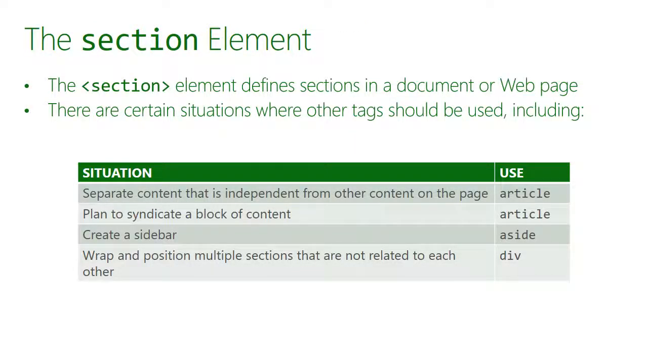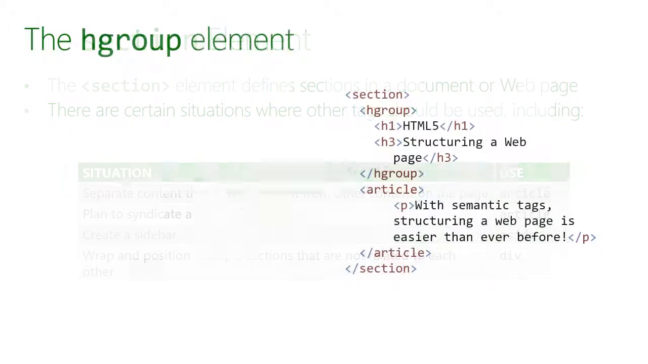Let's have a look at the section element. So the section element defines sections in a document or web page. There are certain situations where other tags should be used. In the situation where you've got separate content that is independent from other content on the page, you would use article. If you plan to syndicate or sell on to other content producers that particular block of content, you would also use article. If you want to create a sidebar with content inside it, you would use aside. And if you want to wrap and position multiple sections that are not related to each other, then you should use div.